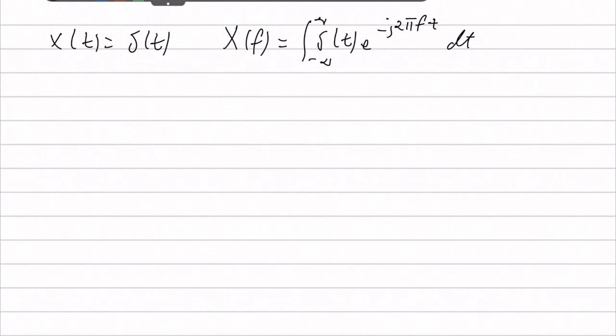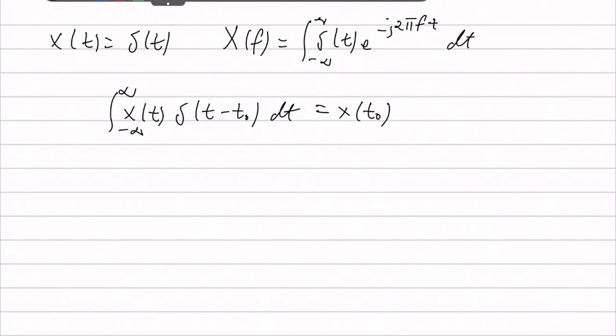Now, to simplify this expression, we have the shifting property for the unit impulse. What is this shifting property? Let's say we have the integral of x(t) times delta of t minus t naught dt, evaluated from negative infinity up to infinity. The answer of this integral is equal to x(t naught). Okay? So this is the shifting property of the unit impulse.